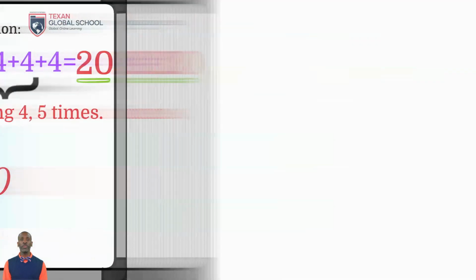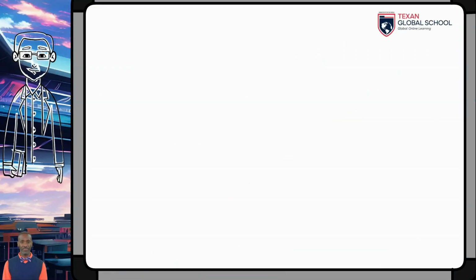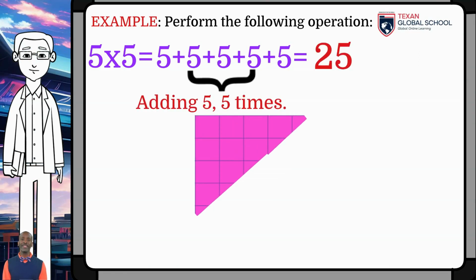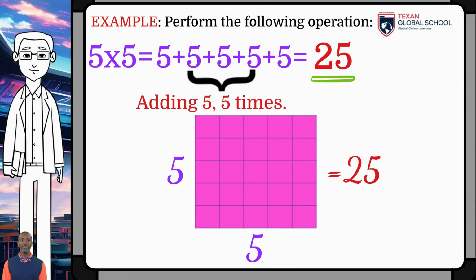Now reviewing the multiplication of 5 by 5. We add 5 5 times. Therefore, 5 times 5 is 25. The model represents 5 rows by 5 columns, so we have 25 ones. Hence, we conclude that 5 times 5 is 25.